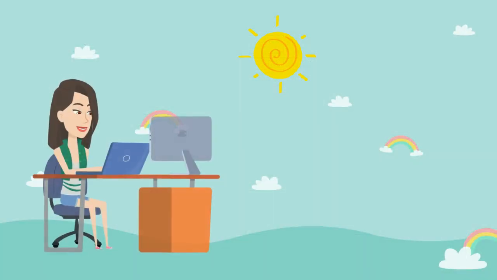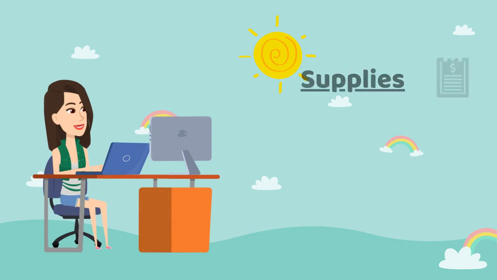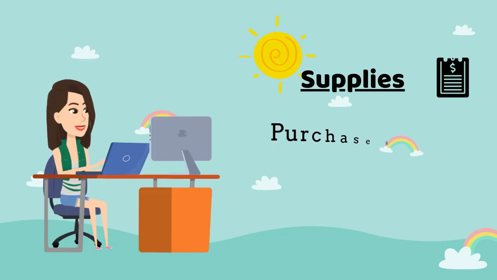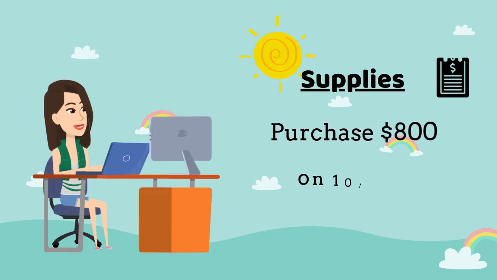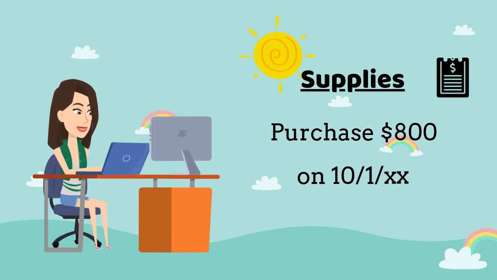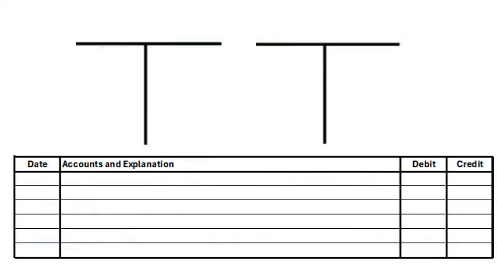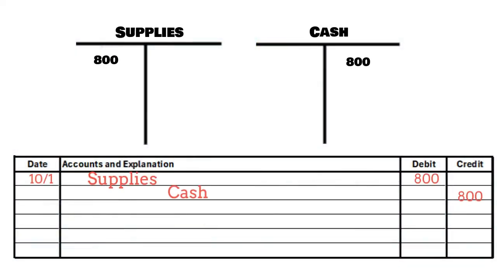Let's look at one other deferred expense, supplies. We purchase supplies in advance, but until we use them, we don't record the expense, we defer the expense. So Claudia bought $800 in supplies on October 1st. These could be things like pens, paper clips, paper, and so on. Journal entry is a debit to supplies and a credit to cash.